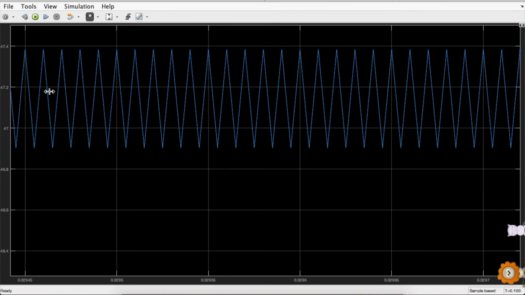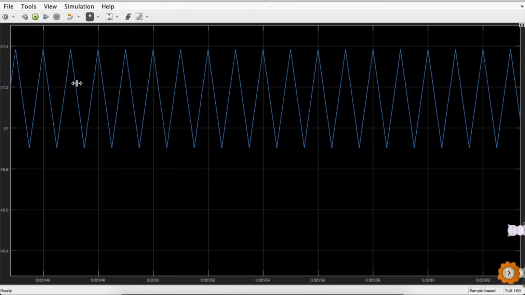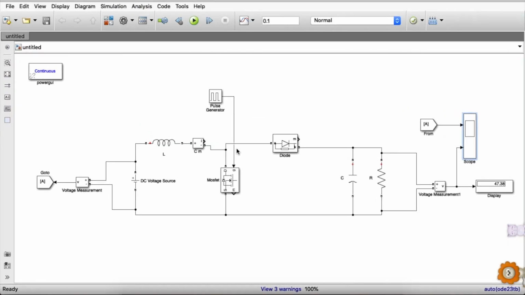We can also calculate the voltage ripple here. We can subtract this point from this point, and divide by the initial point. So yes, here it is, the boost converter.